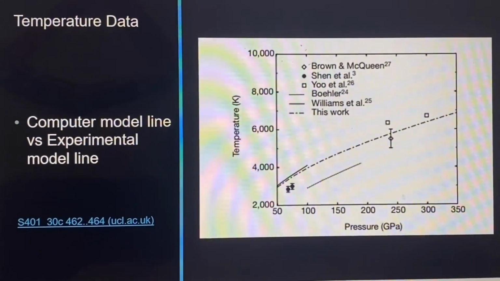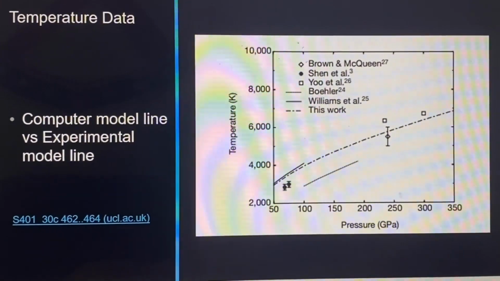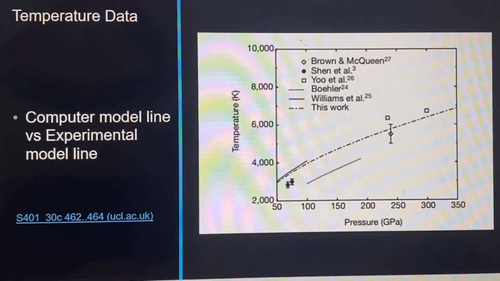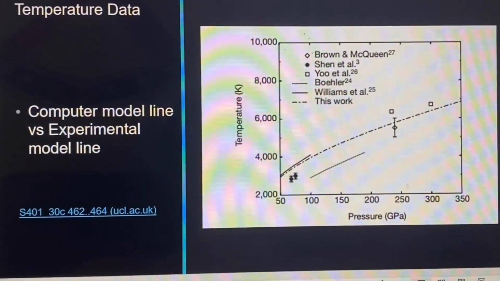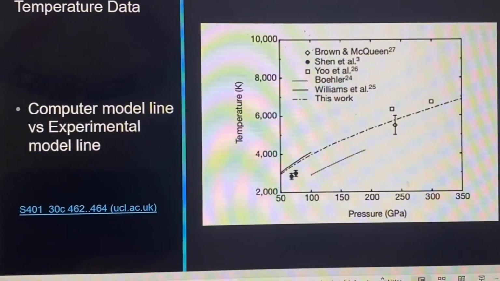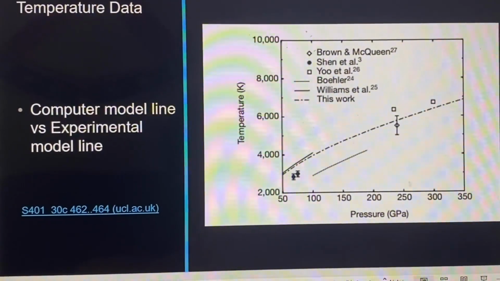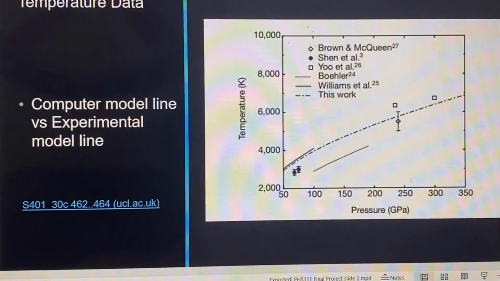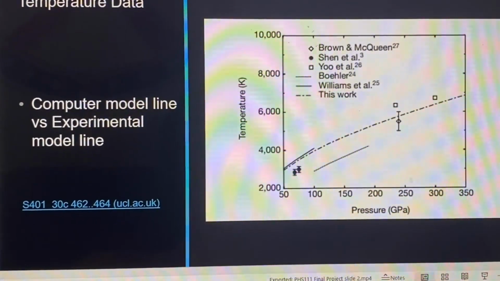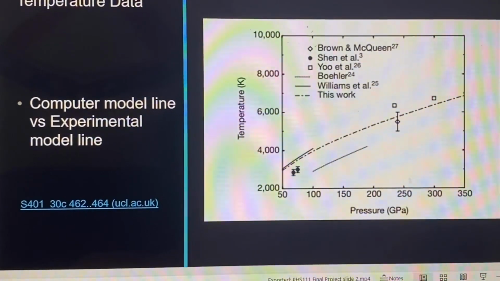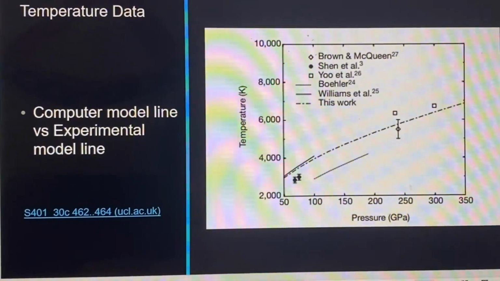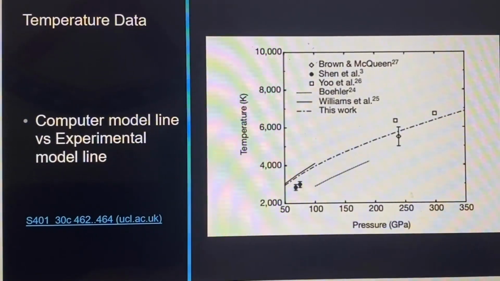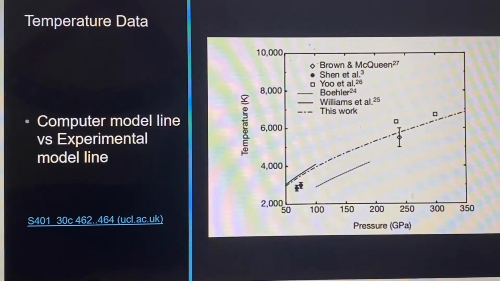This is my data table that I found for the temperature of the inner core. This is a model showing a computer model line versus an experimental model line. The computer model line is the one that goes all the way across the graph. And as you can see above on the table, you can see the different experiments and the different points that it represents. The computer line shows that as the pressure increased, so did the temperature.